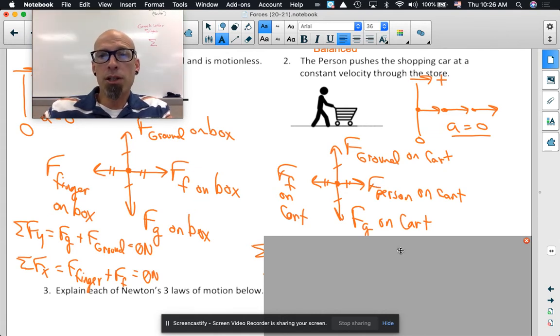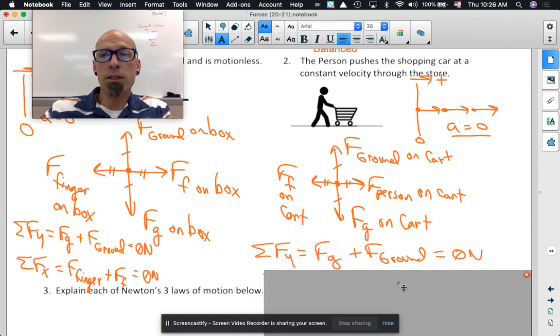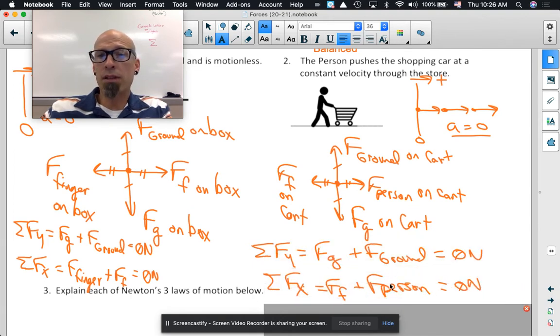Then you're supposed to write out the summation equations. And again, because they're balanced in both dimensions, they both have to sum to 0 as well. Force of gravity plus force of ground equals nothing. Force of friction plus force of person equals nothing.